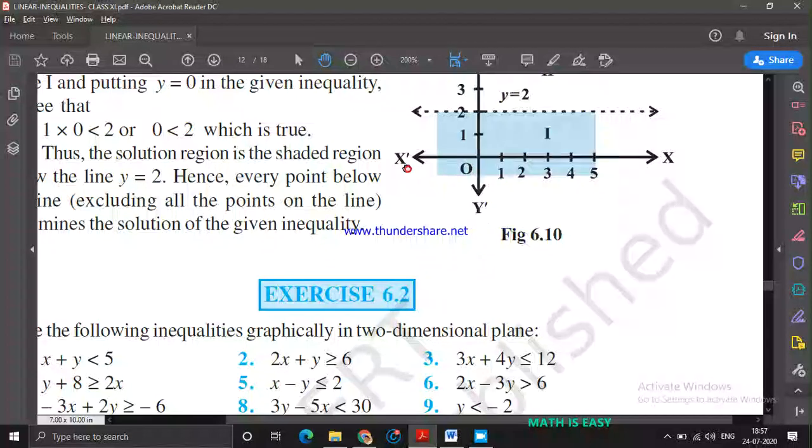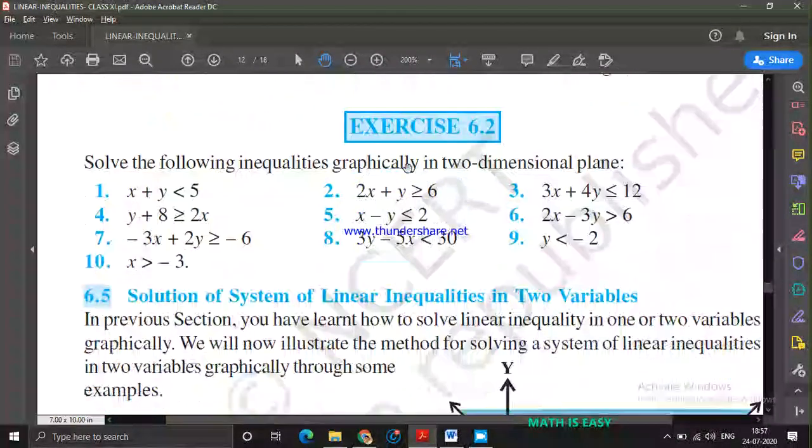So next class we'll see how to represent these equations. You can solve exercise 6.2 as well, and try it in the graph book, not in the notebook. If you want to use the notebook, you have to draw the coordinate axes, show the solution clearly, and shade the region with a pencil. Okay, so 6.2 also you can try out.